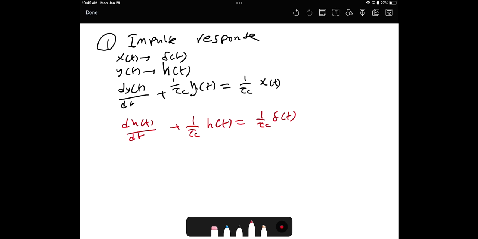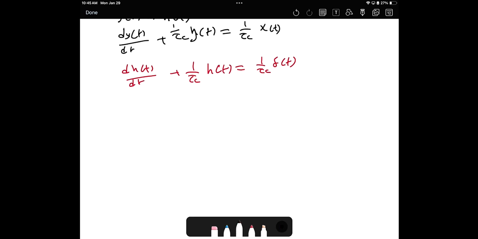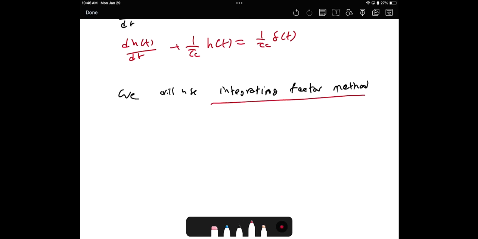Now, how to solve this type of differential equation, especially when we have a delta function? It's not like what we know from differential equation courses; it will be harder because we have a delta function. So how can we use this? We will use a method that's called the integrating factor method.